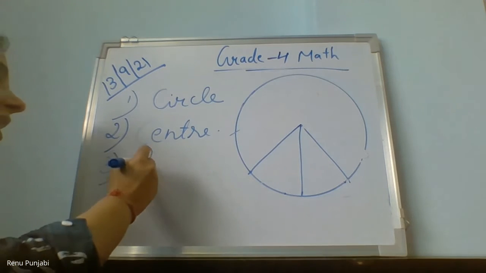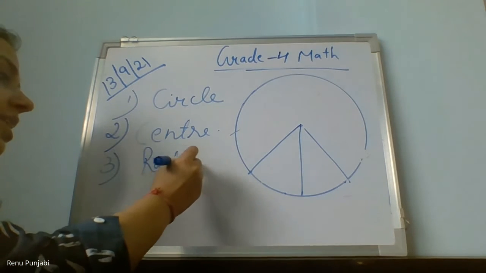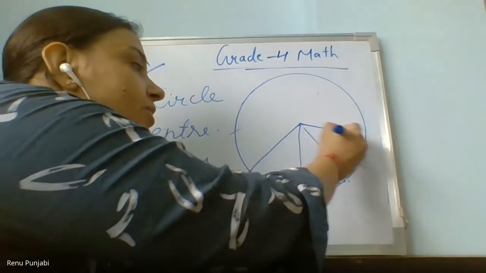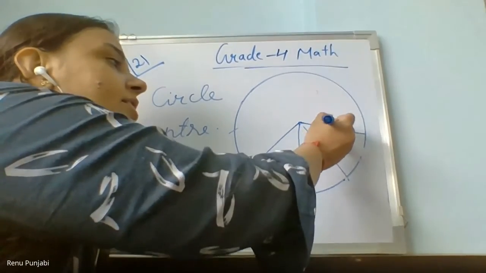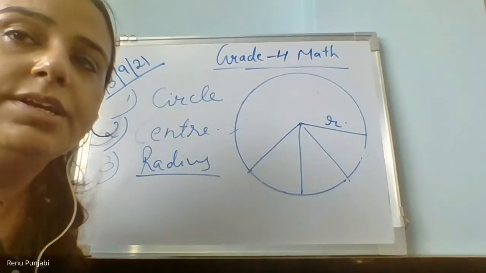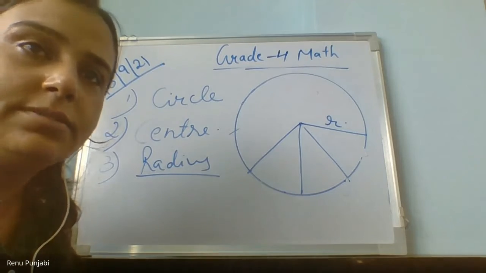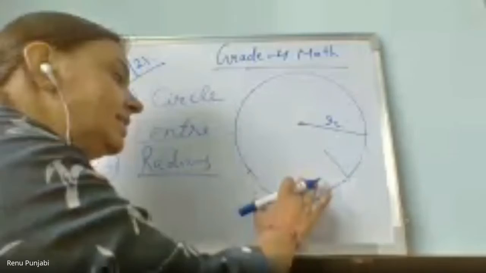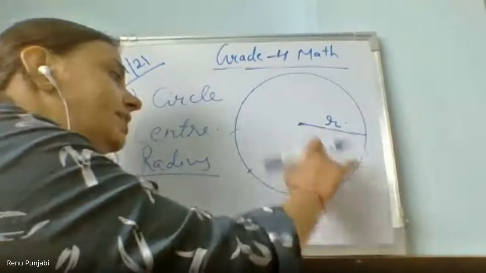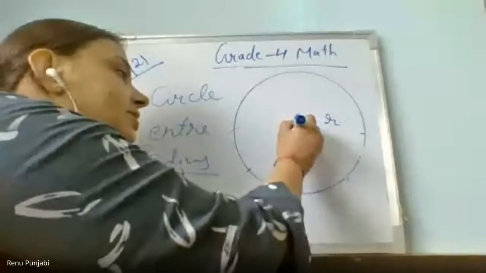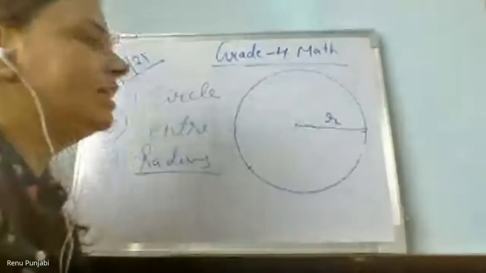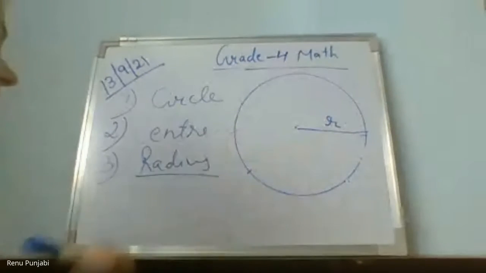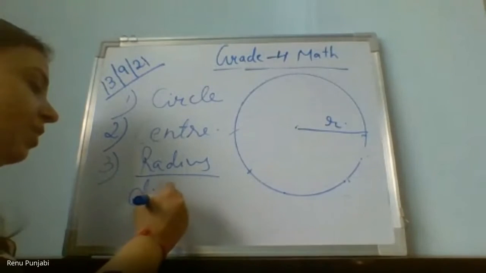Next is, what is the radius? Radius is a line segment from the center to the boundary of a circumference. This is called the radius of a circle. Got it? A line segment from the center to the boundary of a circumference is called the radius. What is diameter? Who will define for me what is diameter?